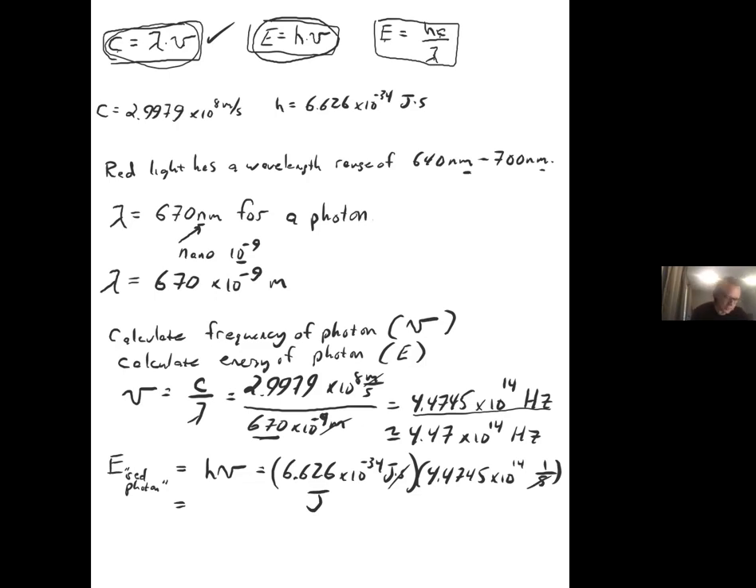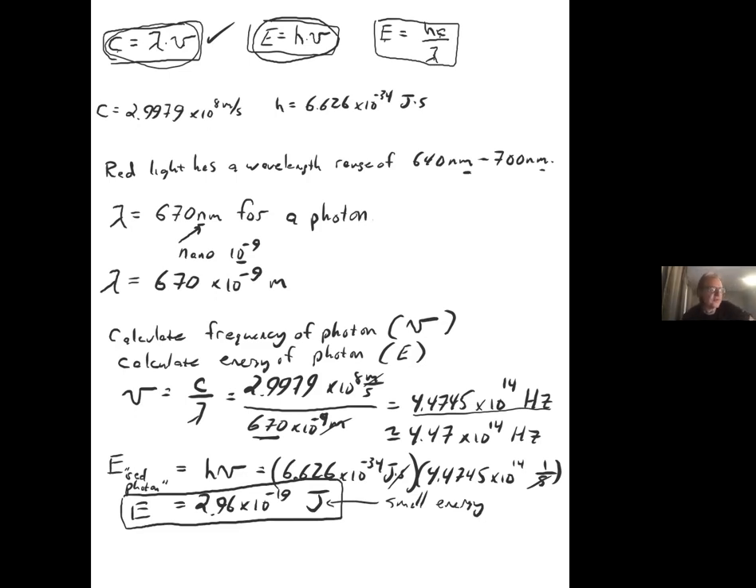So times 6.626 times 10 to the minus 34. And you get 2.96 times 10 to the minus 19. That's about right. The energy of visible light is usually about 10 to the minus 19 joules. Very small. Right? 10 to the minus 19 joules is not enough energy to even move a molecule.